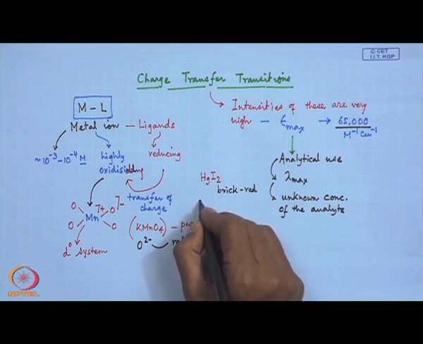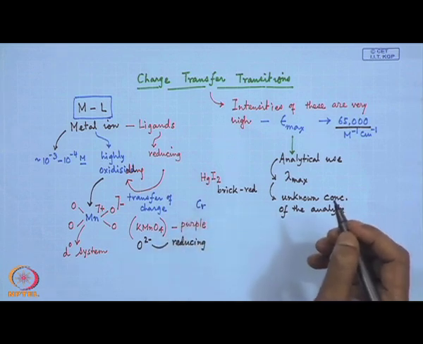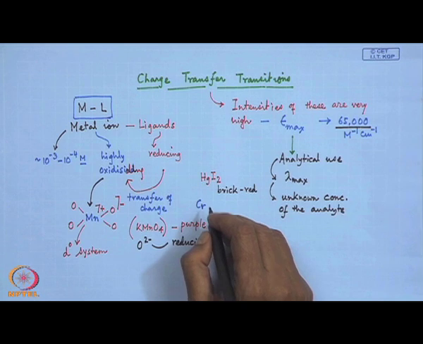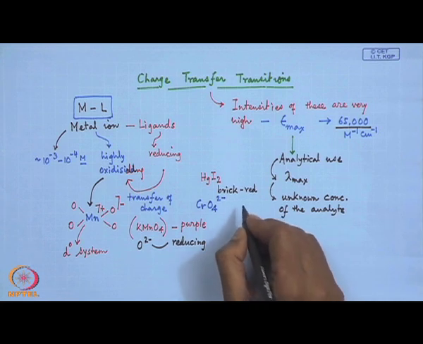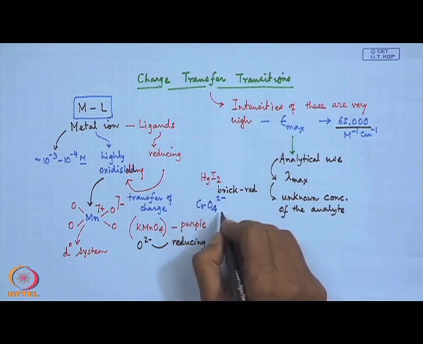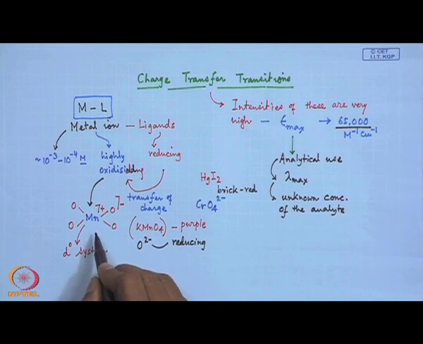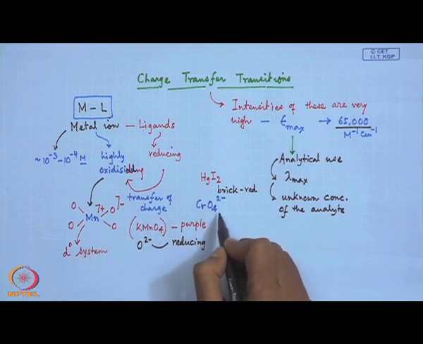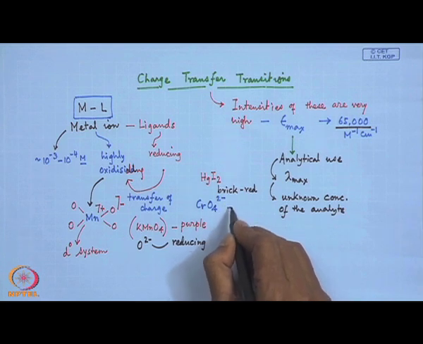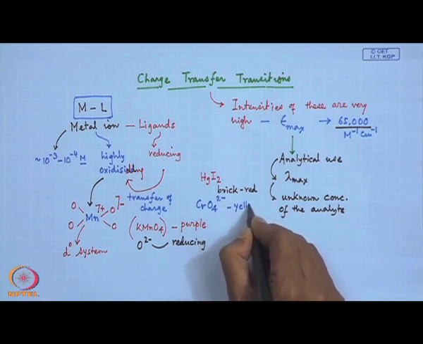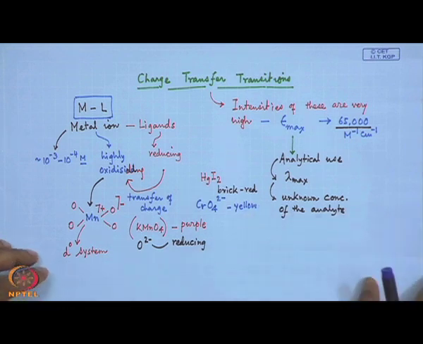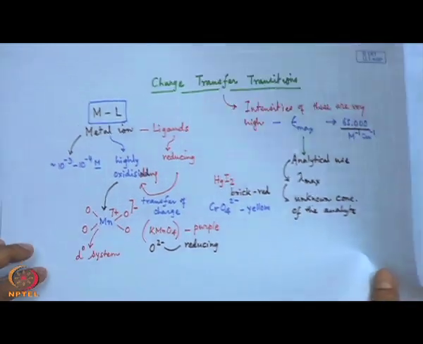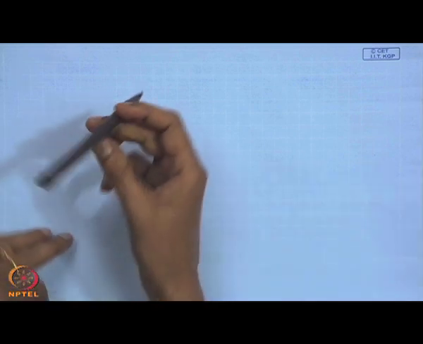Similarly, chromium in its +6 oxidation state, that means in chromate, CrO4 2 minus, like potassium permanganate, is surrounded by oxygen atoms, and this is also yellow in color. So, we see that in all these cases the metal ions may not possess any d electron.